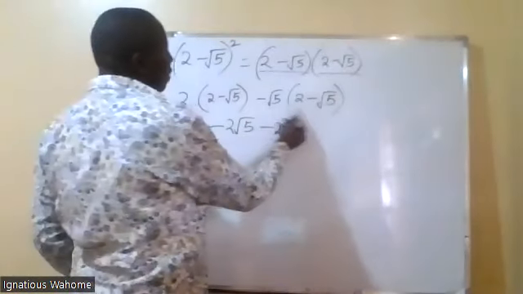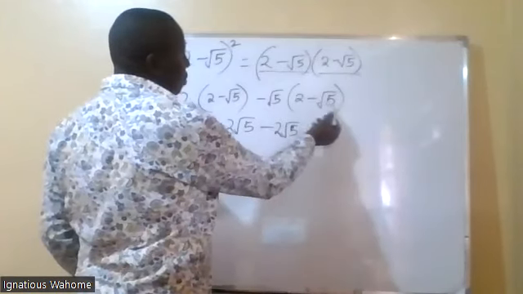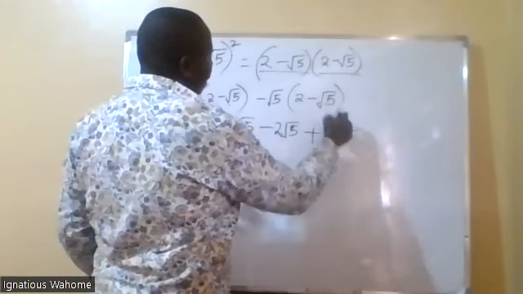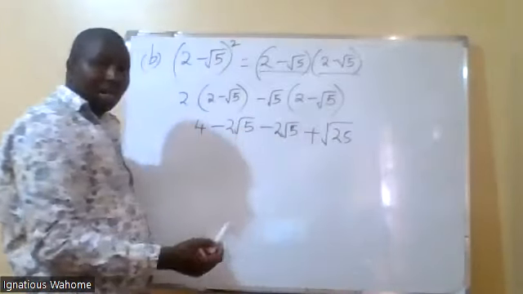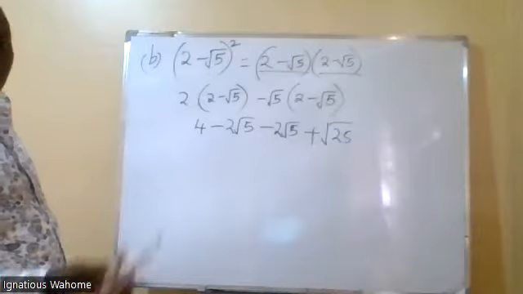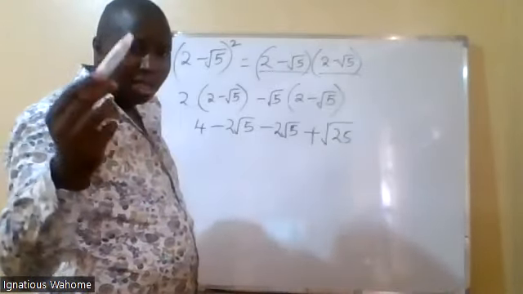This is minus root 5 times minus root 5. That comes to plus root 5 times root 5, that is 5 times 5 is 25. They are of the same order, so multiply the numbers under the root. What's the square root of 25? The square root of 25 is 5.